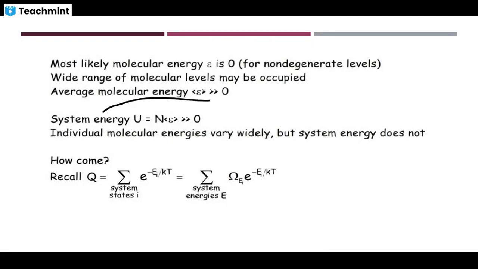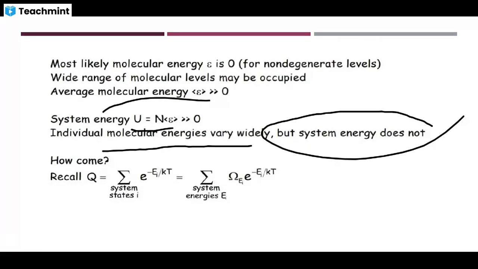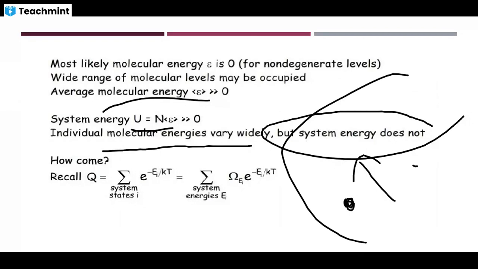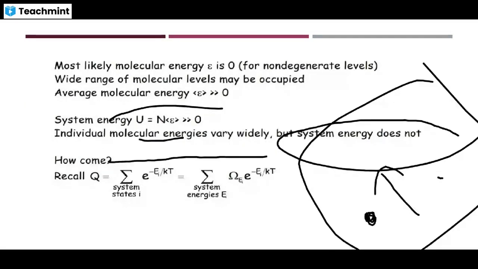System energy is nothing but n into psi. It is also greater than 0. Individual molecular energy varies widely, but system energy does not change. Individual molecular energy can change very much, but the whole system does not change very much. So if one molecule has very high energy, but if you take the whole system, it does not affect very much.